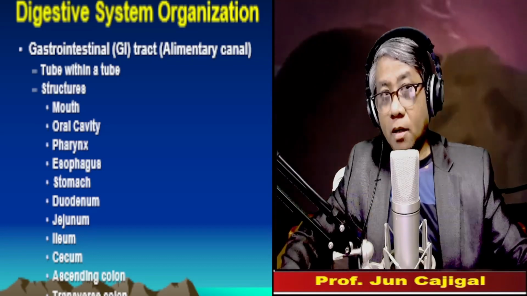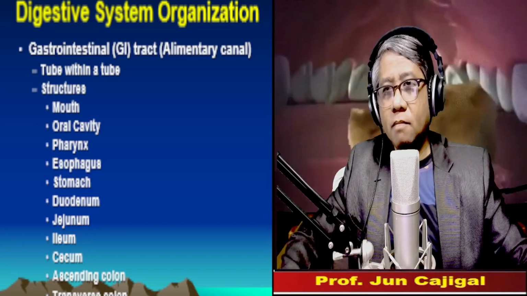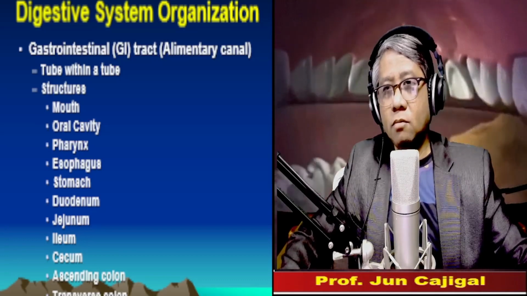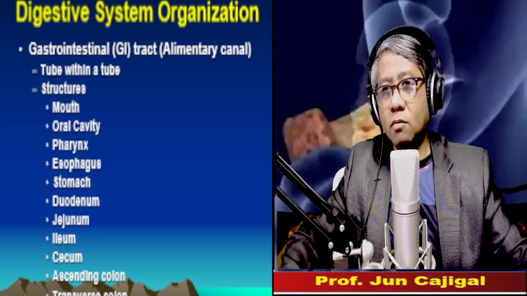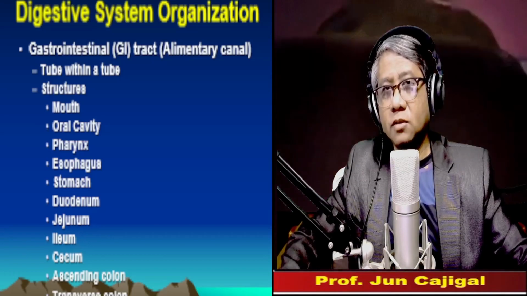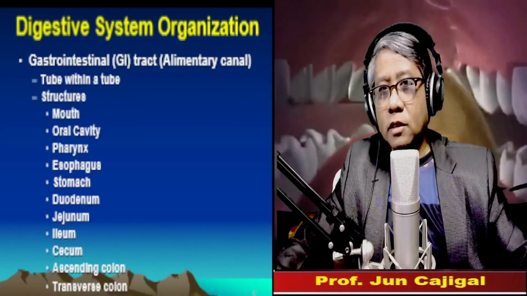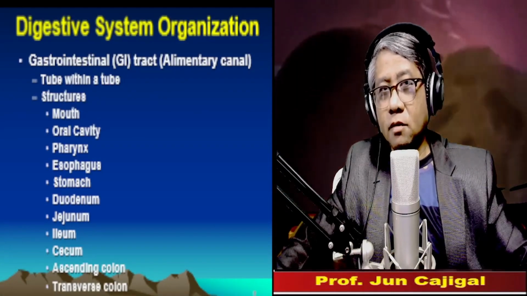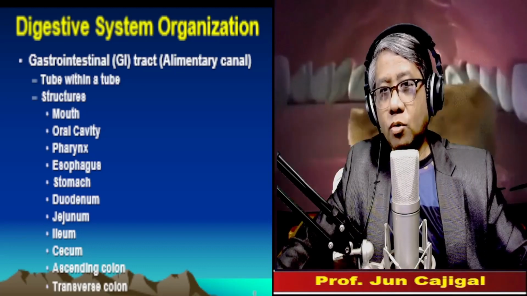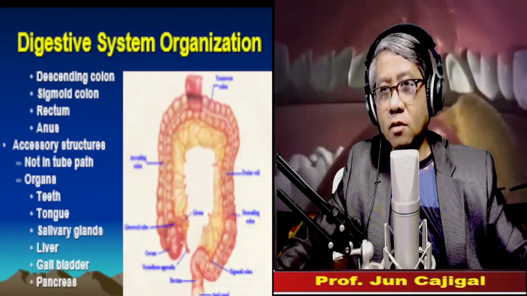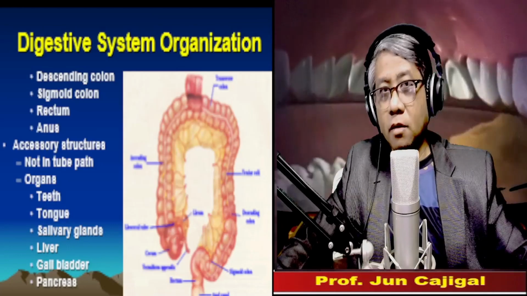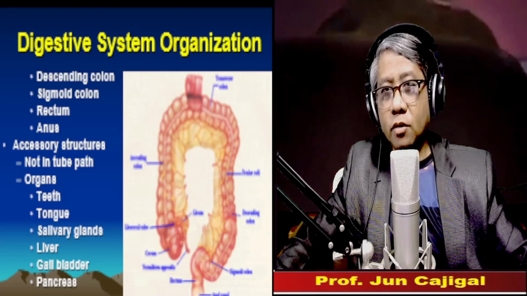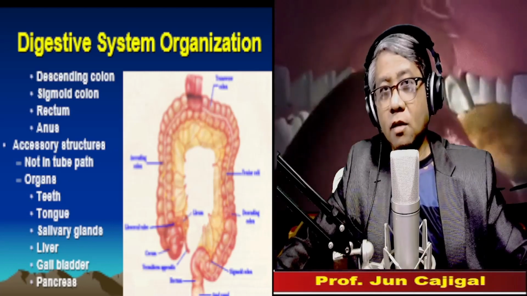So we have the mouth, the oral cavity, the pharynx, the esophagus, the stomach, the duodenum, the jejunum, ileum, cecum, ascending colon, transverse colon. Now, the duodenum, the jejunum, and the ileum are part of the small intestine, while the ascending colon, the transverse, and the descending colon are part of the large intestine. And from the descending colon, we have the sigmoid colon, the rectum, and the anus.